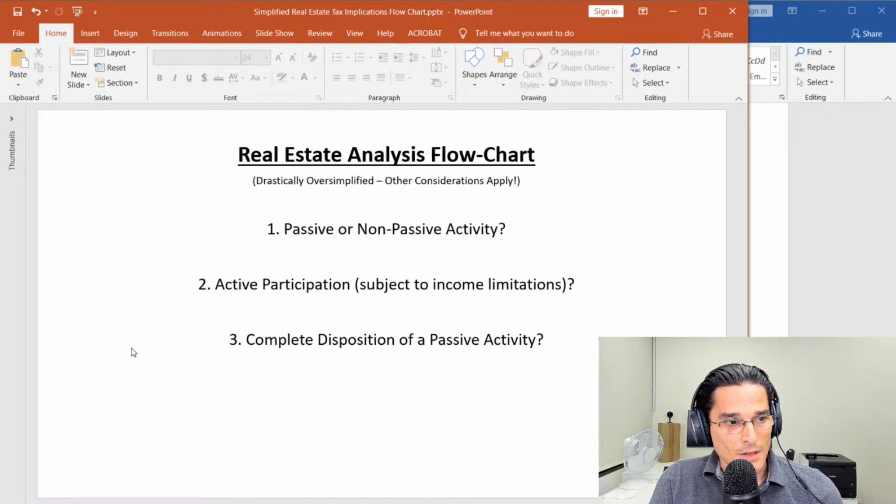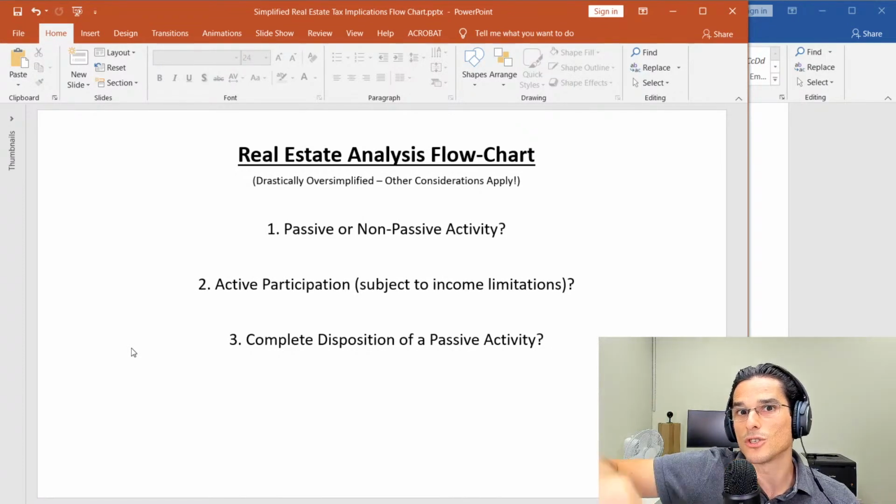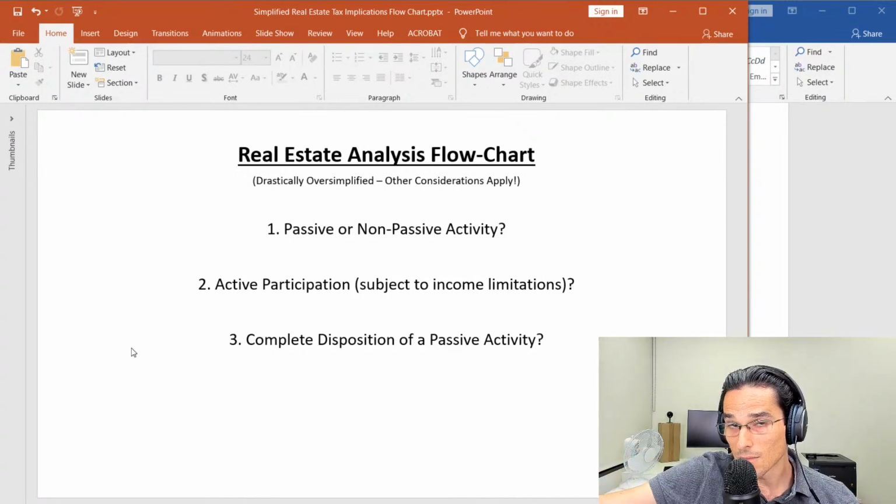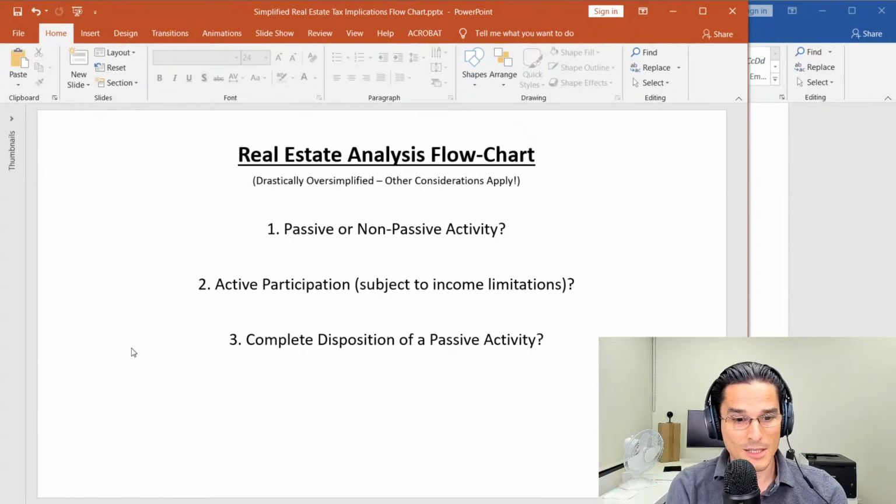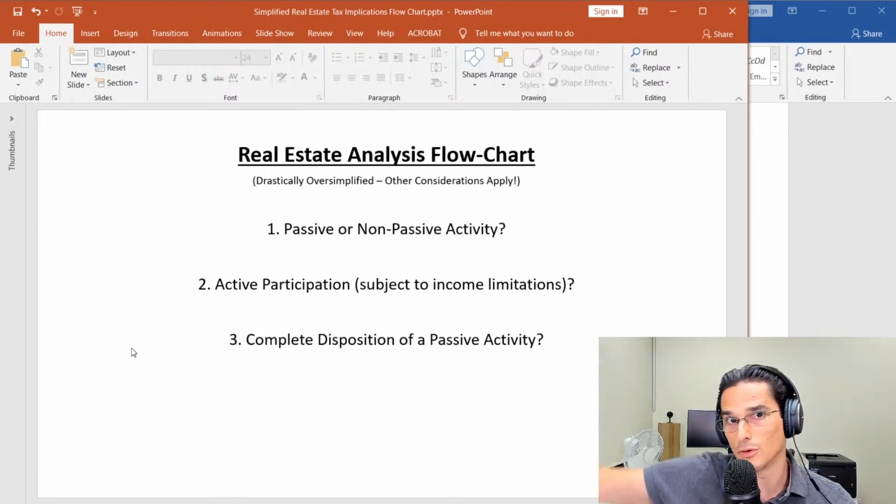Thirdly, you can deduct the passive losses that are suspended in a year in which there's adequate passive income to offset those losses. So let's say you started out in a year where you had losses from your one real estate rental property, and then the second year started to produce more income, you can offset that income with those suspended passive losses.